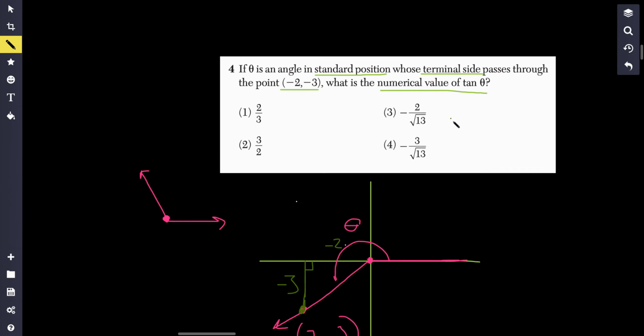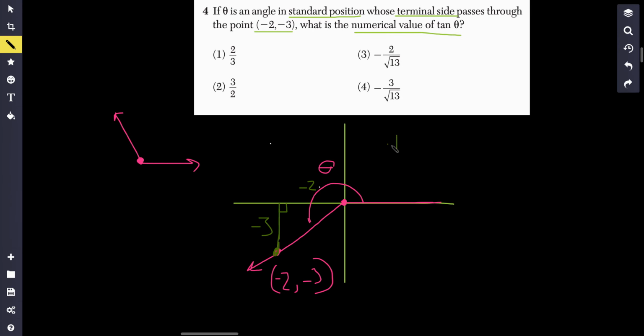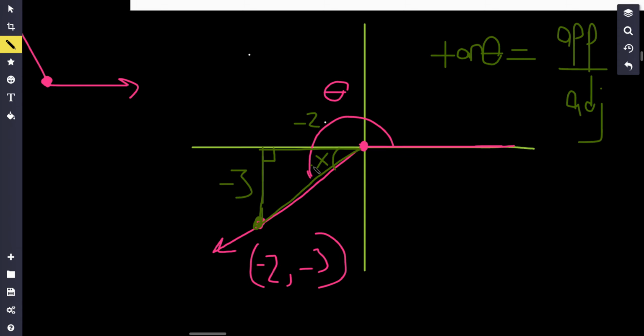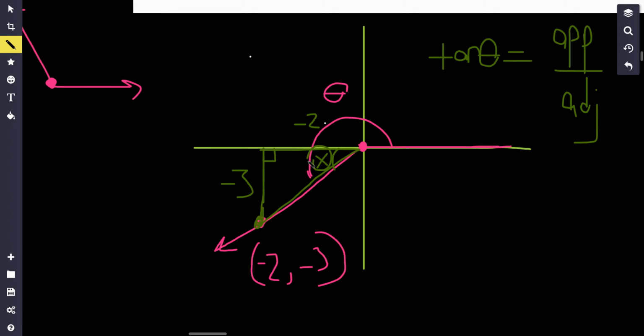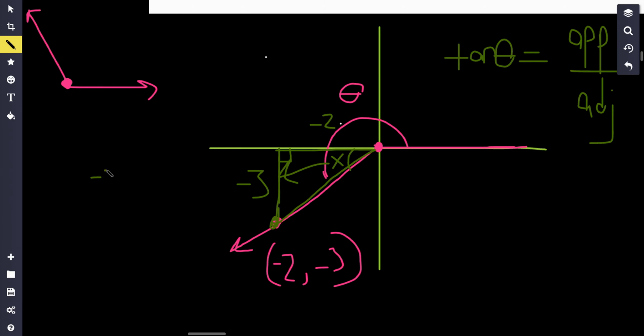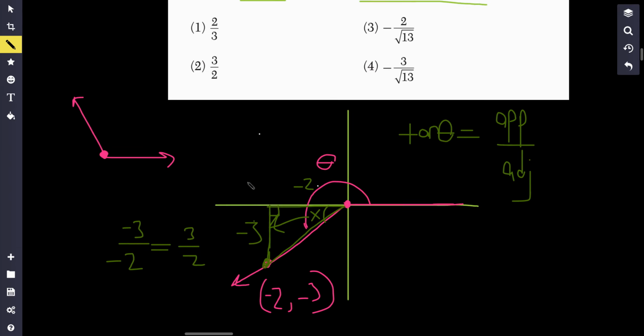Remember that tangent of an angle is equal to the side opposite that angle divided by the side that's adjacent to this angle. So in this case, when I constructed my right triangle, I'm going to create this sort of new angle, let's just call this angle x. Now, what is tangent of this angle x right over here? Well, tangent of angle x is going to be the side opposite this angle, so -3, divided by the side adjacent this angle, which is -2. So we're going to get 3/2, and that's going to be our answer.